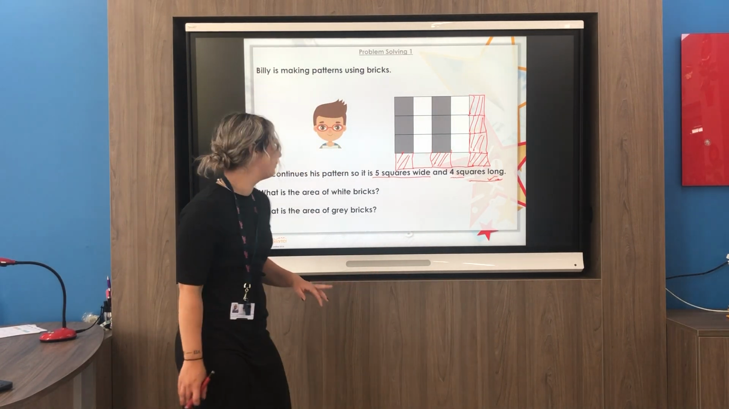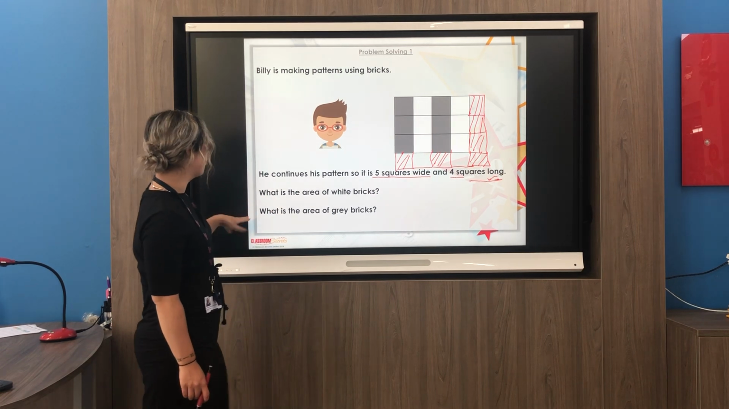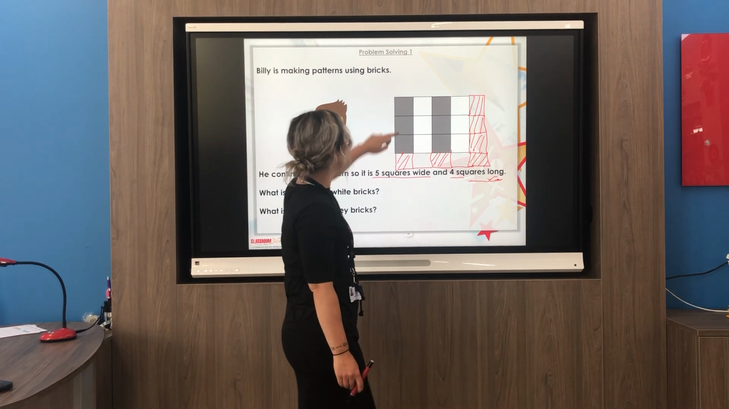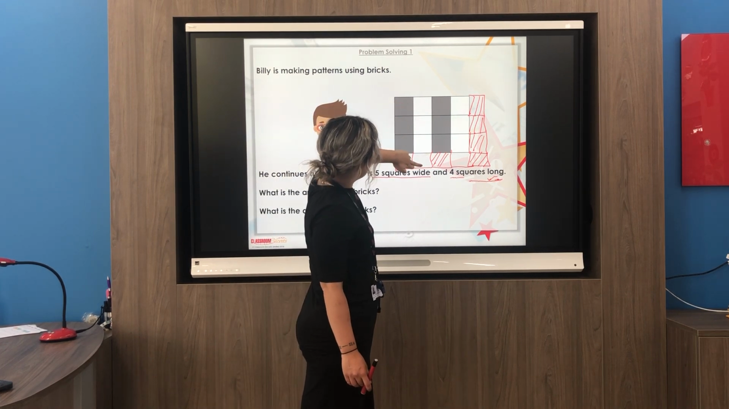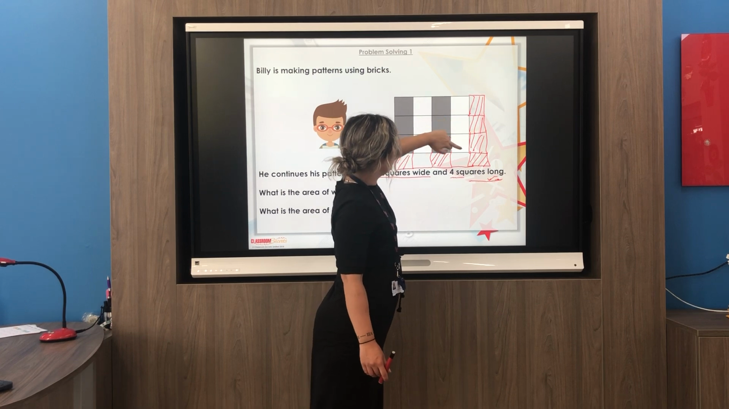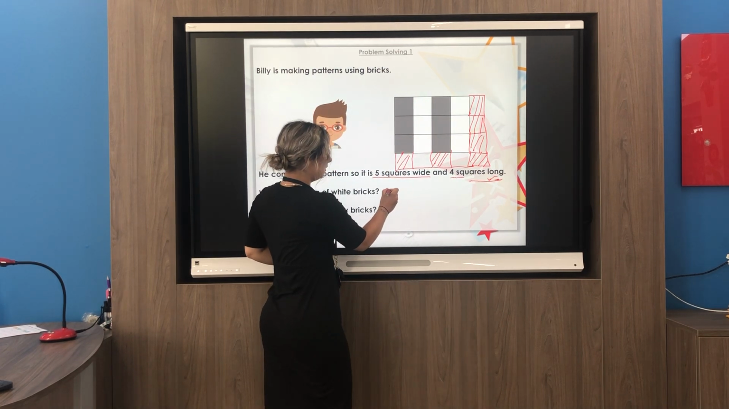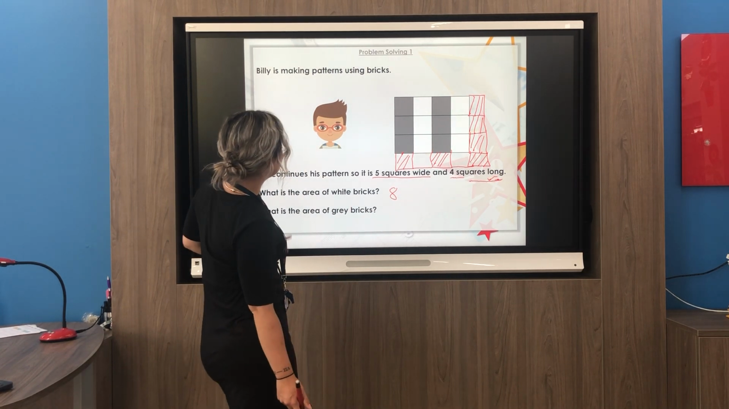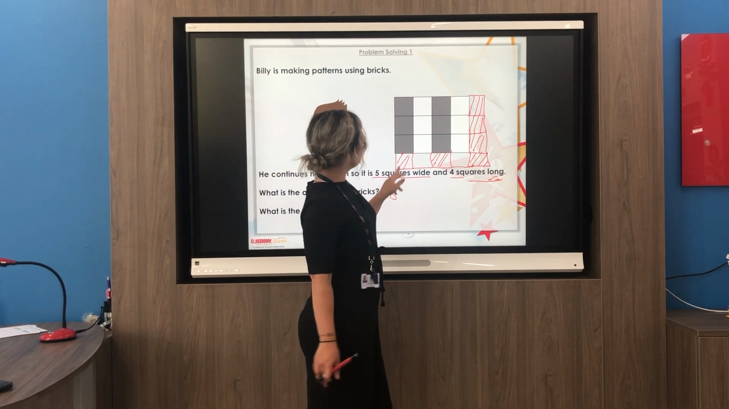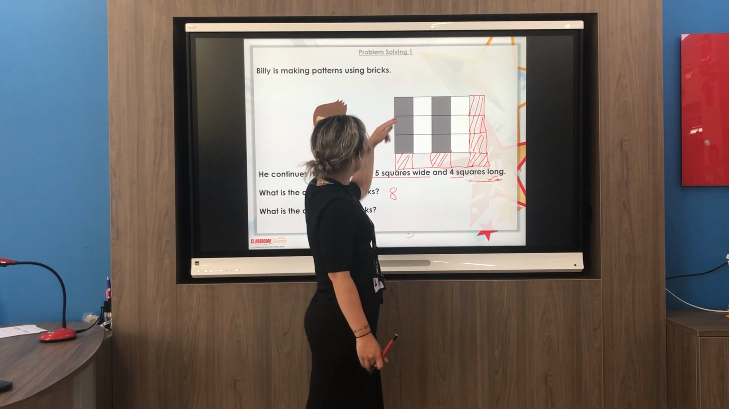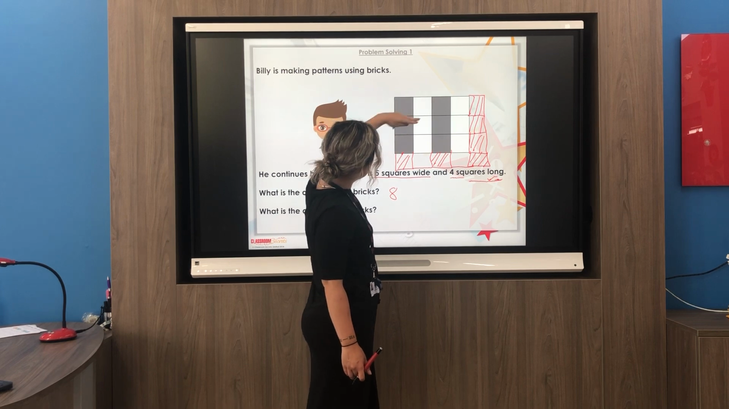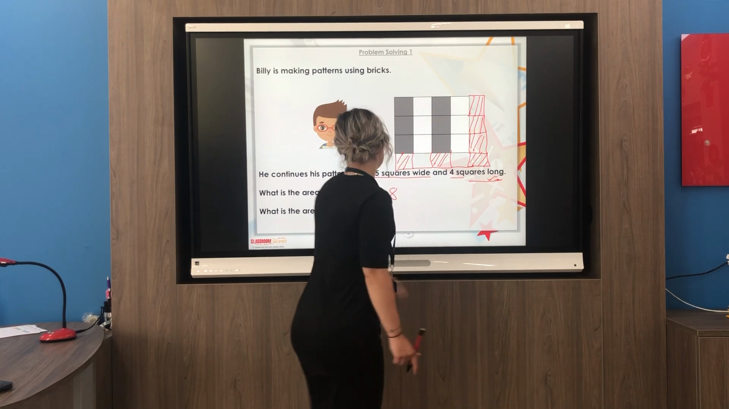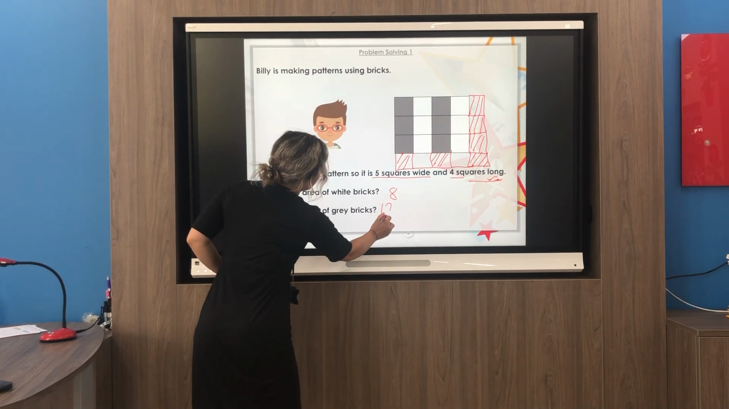We haven't solved the problem yet because we want to know what is the area of white bricks. So we've got to count how many white bricks there are. 1, 2, 3, 4, 5, 6, 7, 8. Okay, so I'm going to put 8. The area of white bricks is 8. And what is the area of the grey bricks? We're going to count the grey bricks. Remember that there are ones that are added on. 1, 2, 3, 4, 5, 6, 7, 8, 9, 10, 11, 12. So I'm going to put the area is 12.